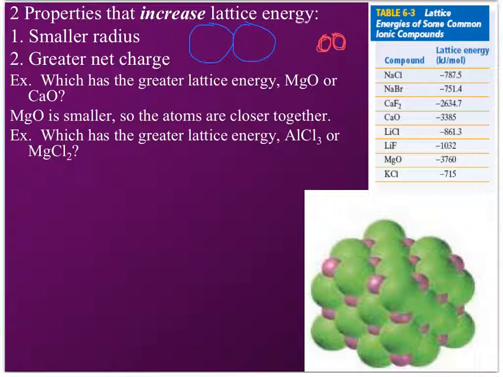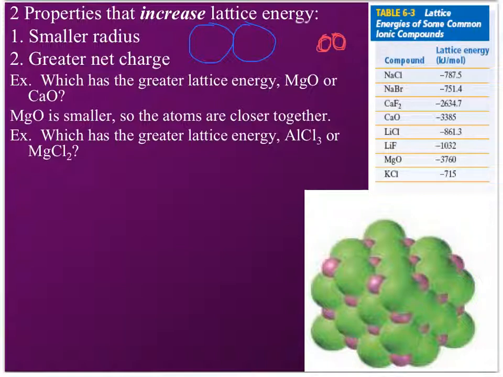So the more positives an atom has, or the more negatives an atom has, the stronger it's going to bond to other atoms of opposite charge. So it says, which has the greatest lattice energy, MgO or CaO? Remember, the elements in the lower left-hand corner have the greatest atomic radius.